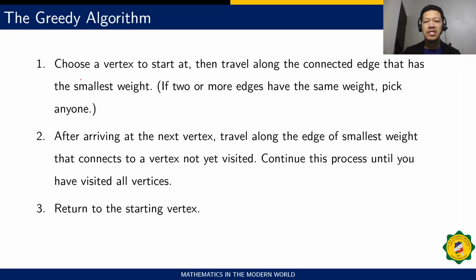First, you need to choose a vertex to start at, or in some problems, it's indicated where you are going to start. Then travel along the connected edge that has the smallest weight. After arriving at the next vertex, travel along the edge of smallest weight that connects to a vertex not yet visited. Continue this process until you have visited all vertices, and you need to return to the starting vertex. And that becomes a Hamiltonian circuit.